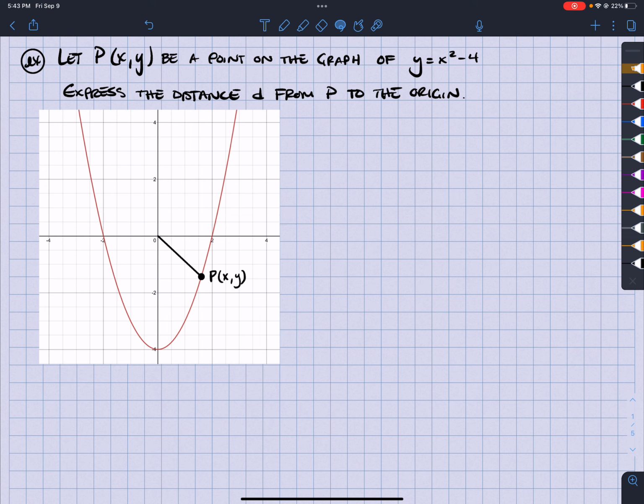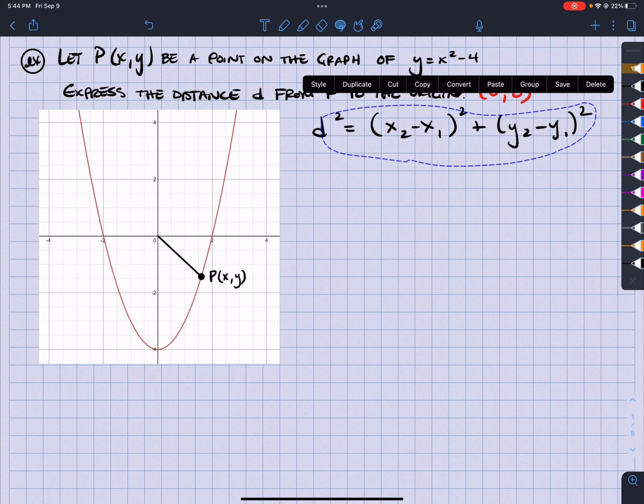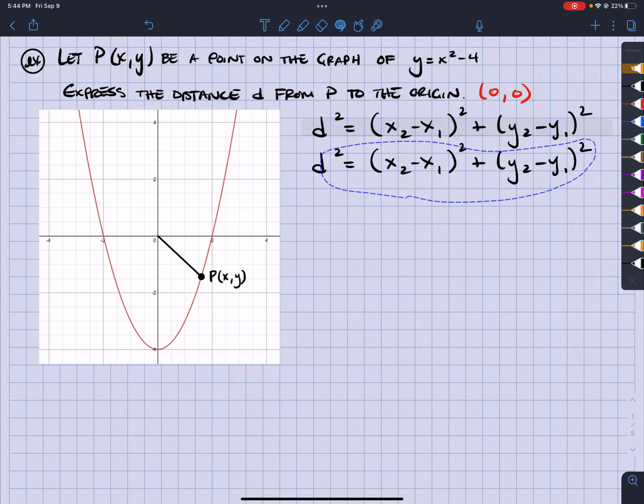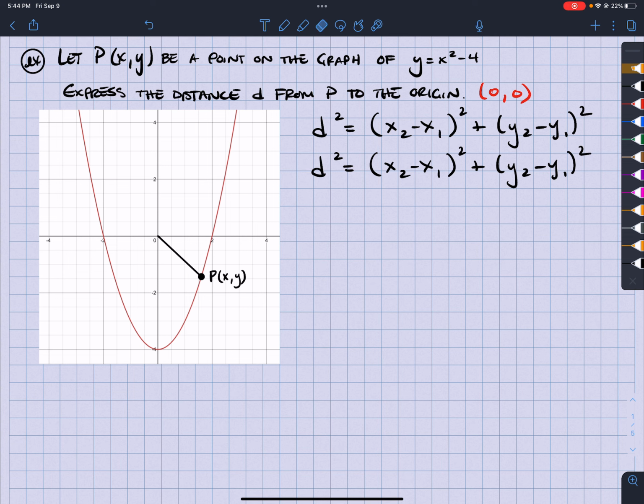So I am looking for distance. The distance formula says that d squared is equal to x2 minus x1 squared plus y2 minus y1 squared. I know the origin is 0, 0, so let's place those in there. Let me go ahead and duplicate this right here, and let's replace the x and y to be 0, and I'm going to do it for these ones just so that I don't have to deal with negative numbers.